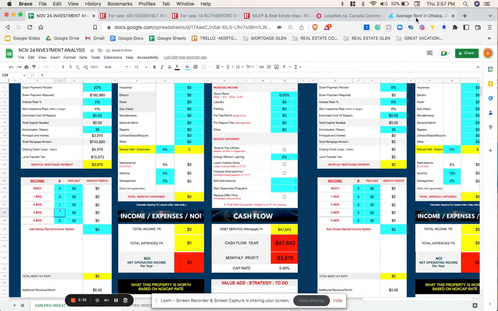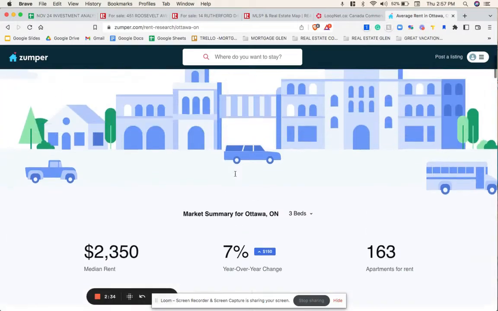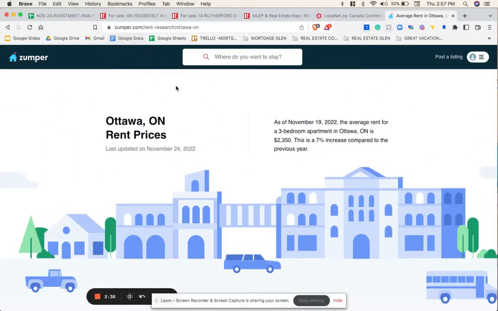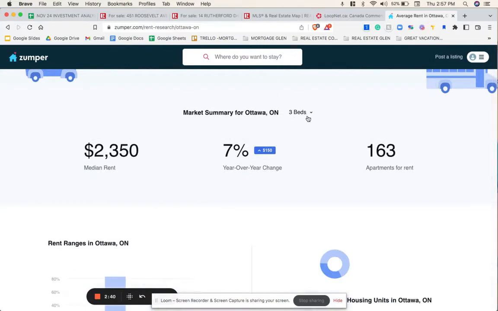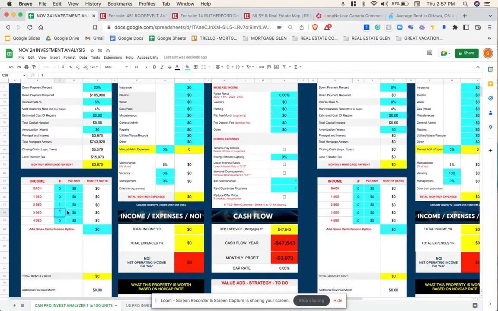Now we're going to find out what's the average rent. So we went to Google and searched what's the average rent in Ottawa. And this is Zoomer. This one comes up quite often. This is pretty accurate, I think. So 3-bedroom is right here, and it's $2,350 a month. So we're going to go back here for 3-bedroom. We're going to go in the blue. Remember, you can only change the stuff that's in blue.